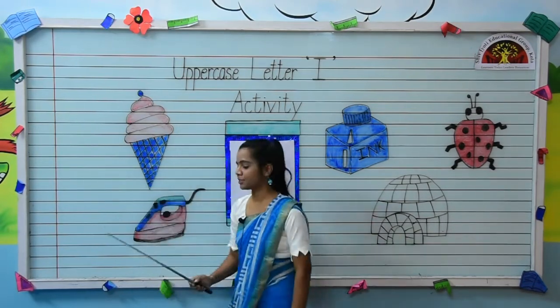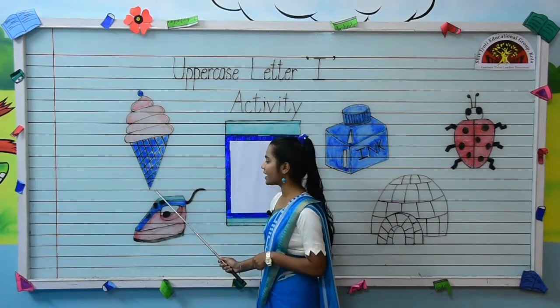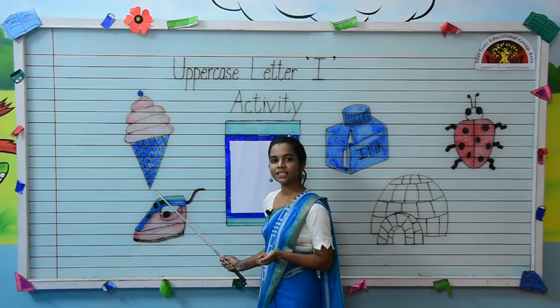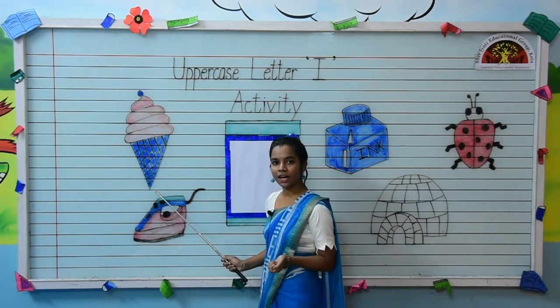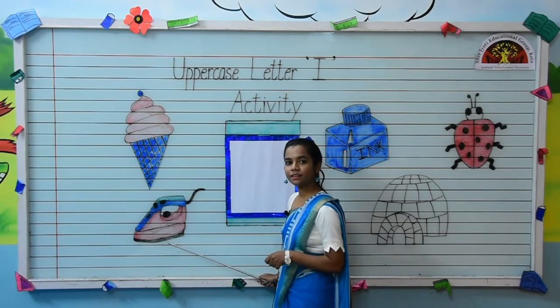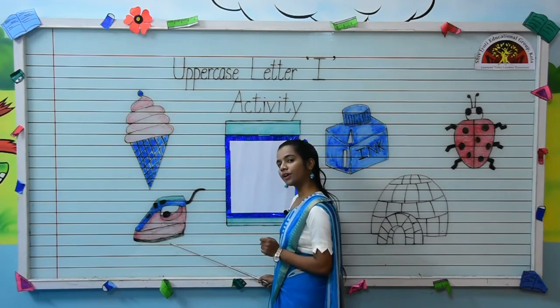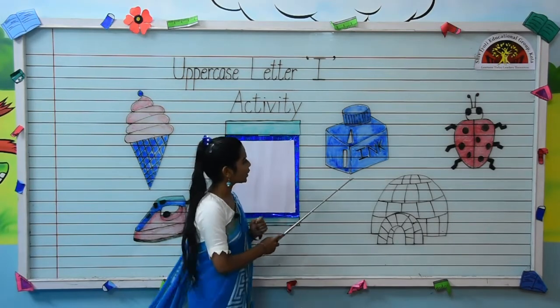Okay, so let's start. Kids, tell me, what is this? This is an ice cream. I for an ice cream. What is this? This is an iron. I for an iron.